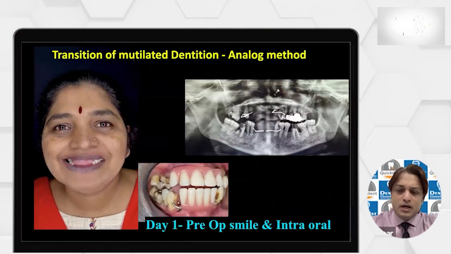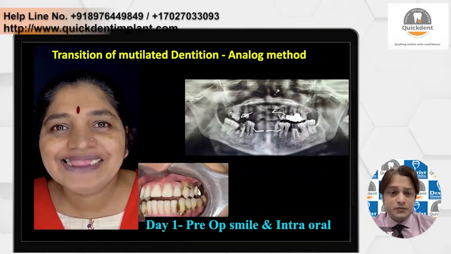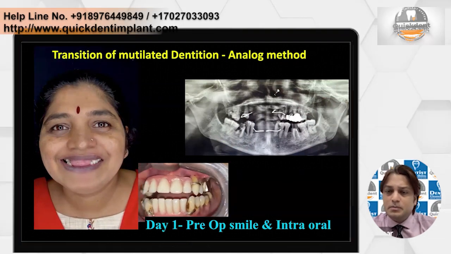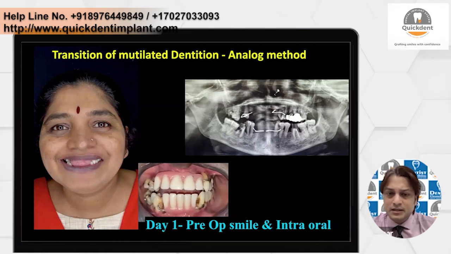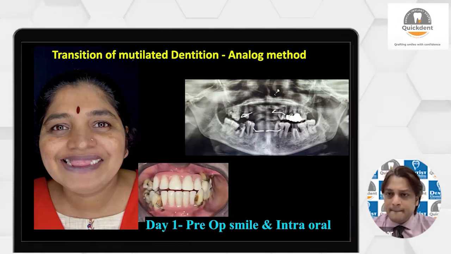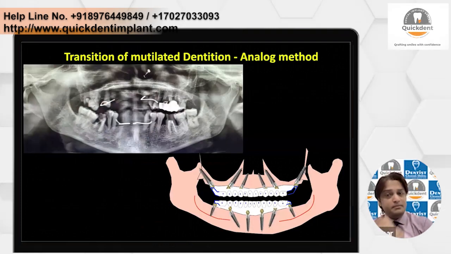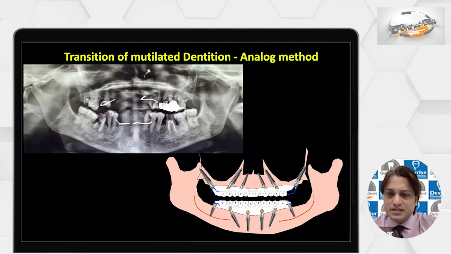Let me start with one case. This female had a totally periodontally compromised dentition. In fact, her right side teeth were not touching at all. All the cases which we did were with the same method which I've been emphasizing in the last 2 webinars.